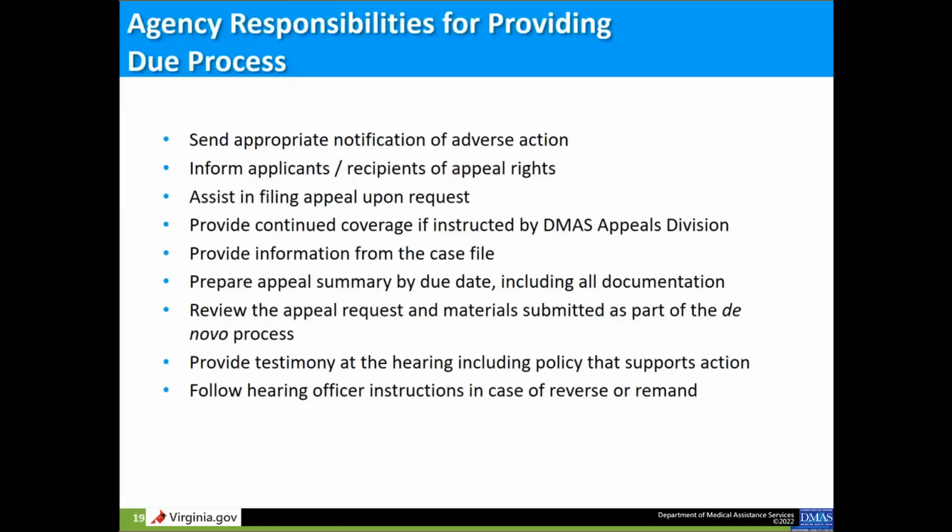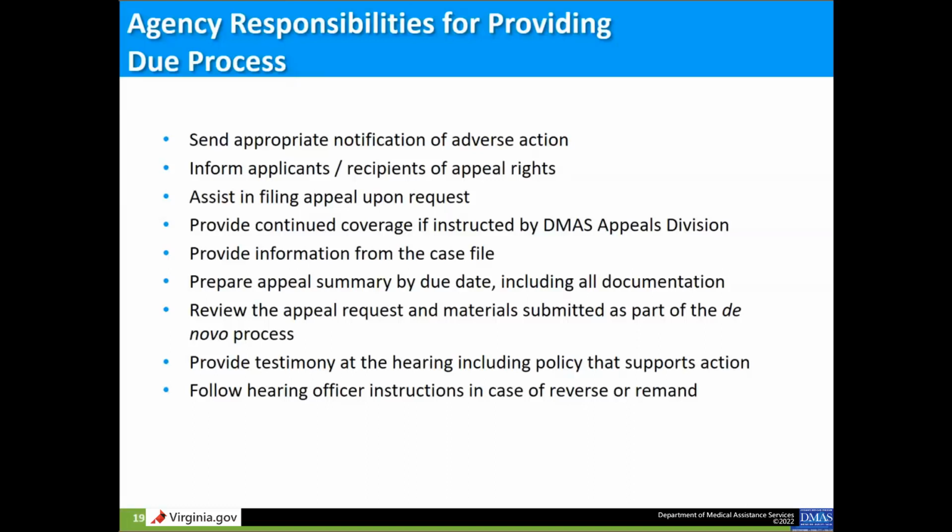Finally, once the hearing officer issues a decision, the local agency must follow any and all instructions contained within the decision. At times, a worker may not agree with the outcome of the decision, but it's still their obligation to comply with the instructions because an appellant has the right to appeal again if the agency fails to do so.